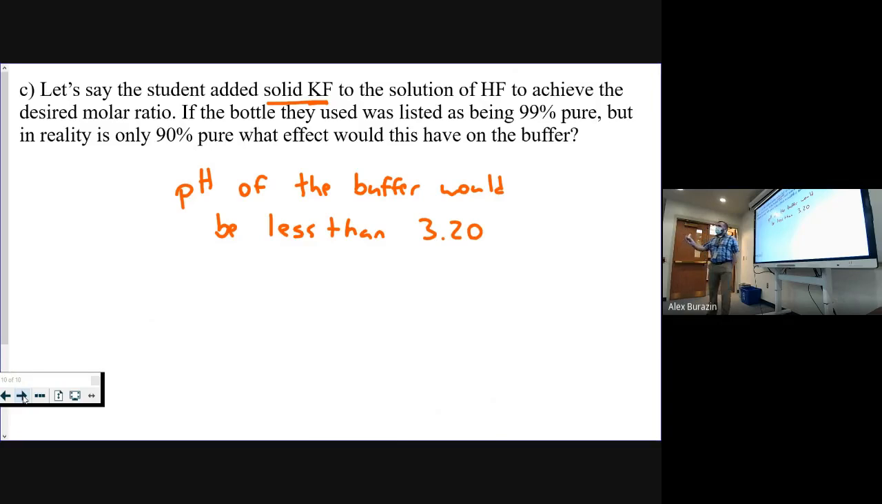We did all the math on paper. That was where we wanted to hit. But our substance that we were adding wasn't pure. And as a result, the solution we got was more acidic than what we thought it should be, based on the math we did on paper.